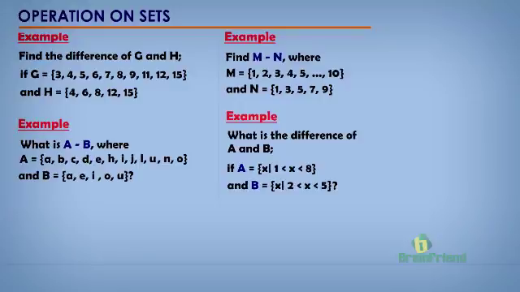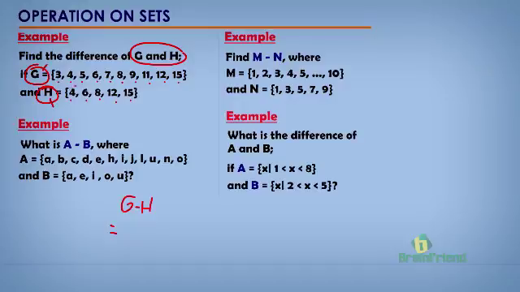If you are asked to find the difference of G and H, where G is given to us as the set that has elements 3, 4, 5, 6, 7, 8, 9, 11, 12, and 15, while H is the set that has elements 4, 6, 8, 12, and 15. The difference therefore would be G minus H, which would give us all the elements that are in G but not in H.